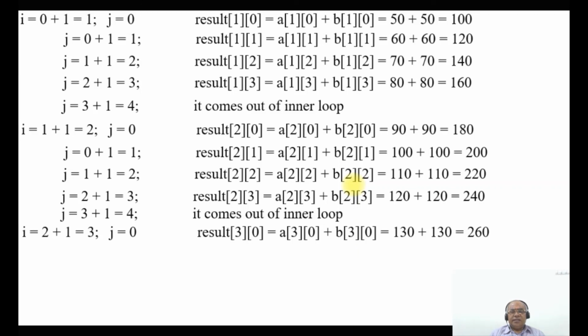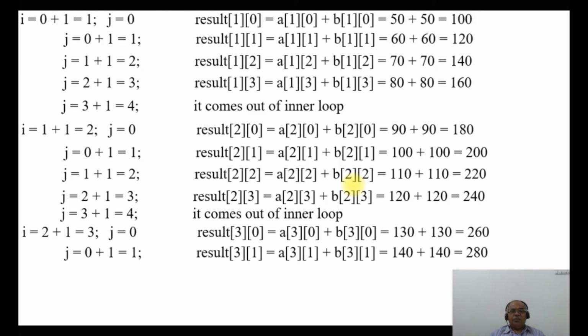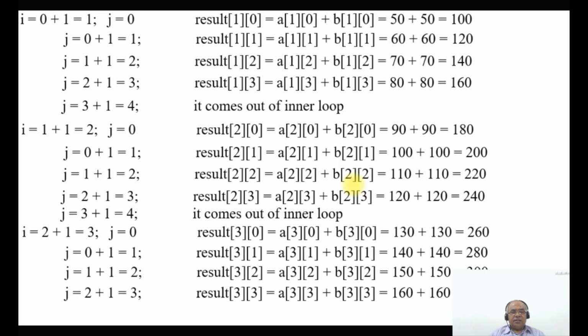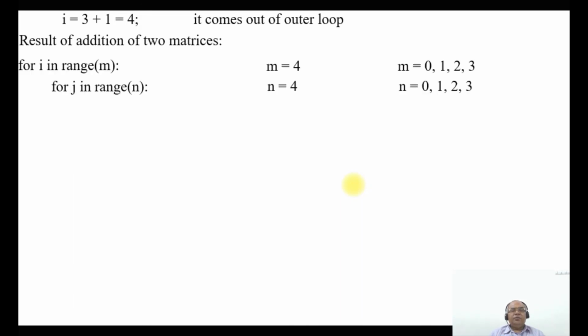Result of 30 is a30 plus b30 is equal to 130 plus 130. It becomes 260. 31 is equal to a31 plus b31, which is 140 plus 140, 280. j is equal to 1 plus 1, it becomes 2. Result of 32 will be equal to a32 plus b32, which will be 150 plus 150 is 300. 2 plus 1 is equal to 3. Result of 33 will be equal to a33 plus b33, 160 plus 160 is 320. So then 3 plus 1, it comes out of the inner loop, and finally it comes out of the outer loop also.